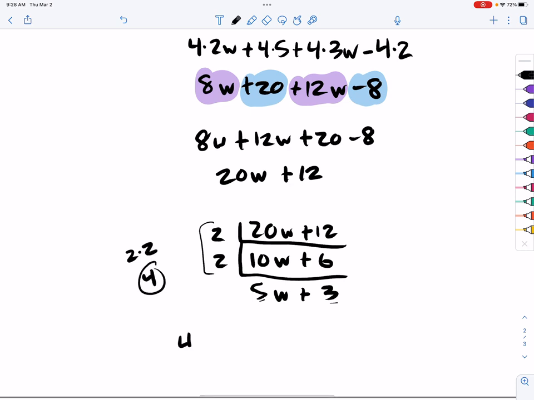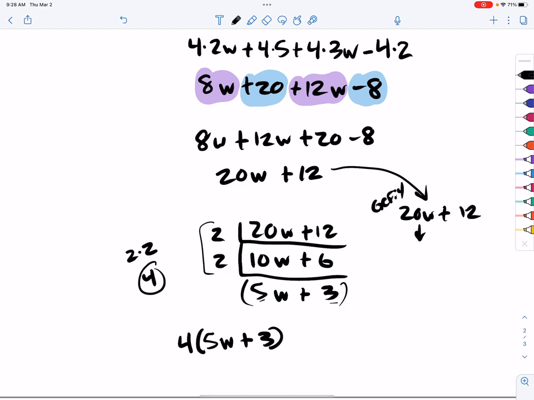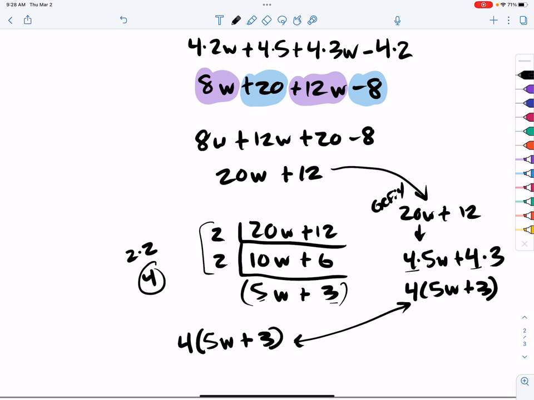So that means that we must have done 4 times everything that was left. 5w plus 3. And I'm just going to rewrite this over here. A 20w plus 12. If I know my greatest common factor was 4, this 20w becomes a 4 times 5w, and this 12 is a 4 times 3. The 4 showed up before both of them, so that must have been the number that was distributed, and we are left with that. So either way you look at it, this is your final answer, I think.